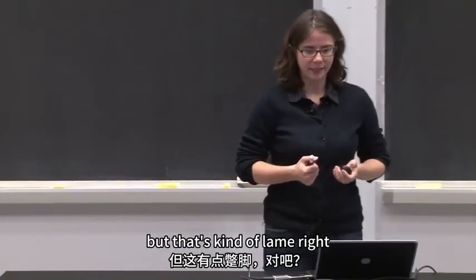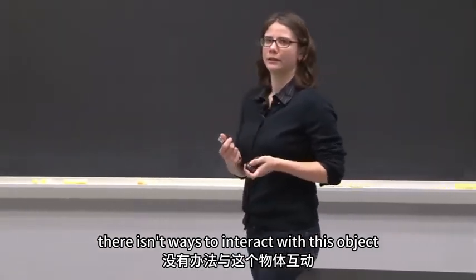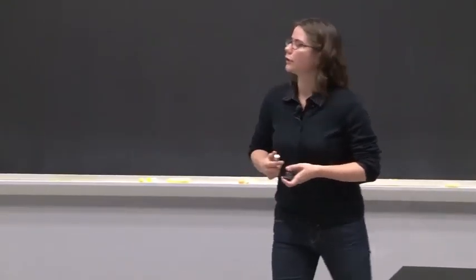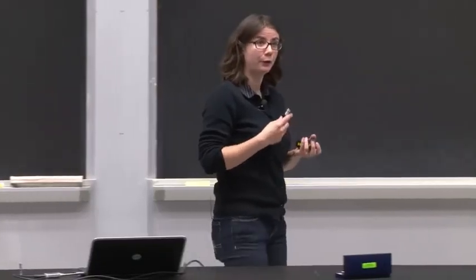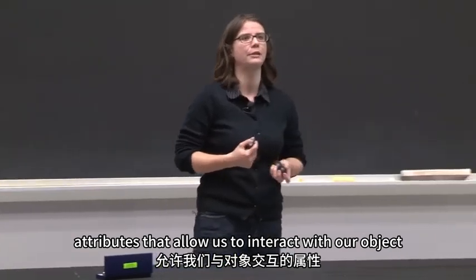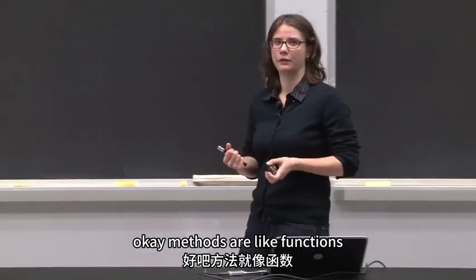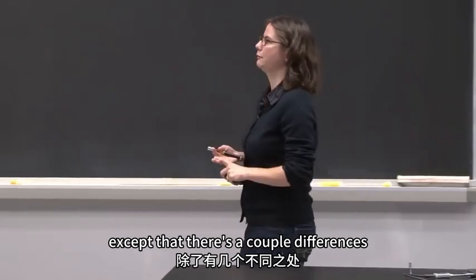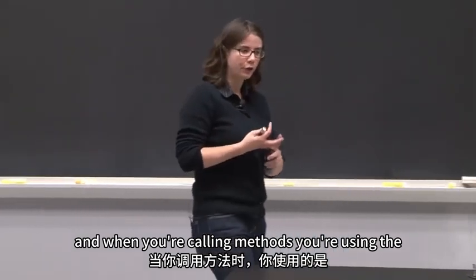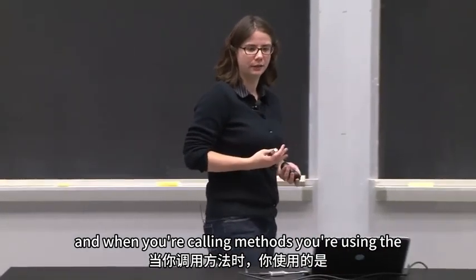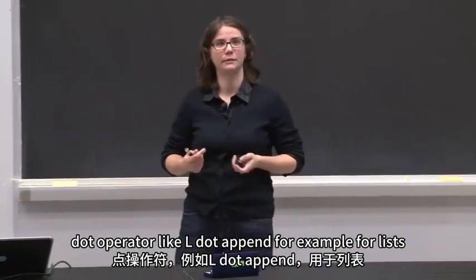But that's kind of lame, right? Because there isn't anything cool we can do with it. There aren't ways to interact with this object. So let's add some methods. Remember, methods are procedural attributes that allow us to interact with our object. Methods are like functions, except that there are a couple of differences, which you'll see in a moment. And when you're calling methods, you're using the dot operator, like l.append, for example, for lists.